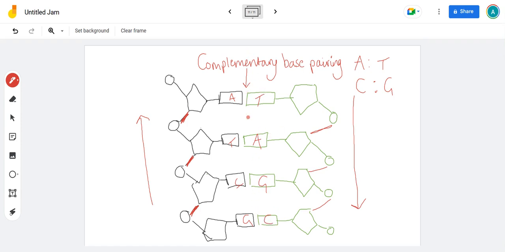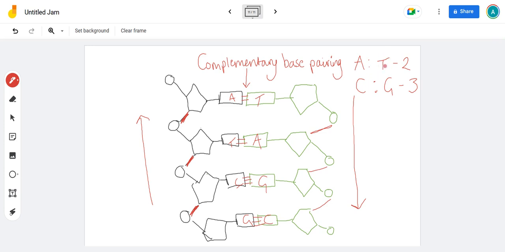The bonds in the middle here are hydrogen bonds. So the two bases joined by complementary bases join with hydrogen bonds. And A and T always have two hydrogen bonds. C and G always have three hydrogen bonds. So A and T would have two hydrogen bonds. So A and T again, two hydrogen bonds. C and G would have three hydrogen bonds. C and G, so that would have three hydrogen bonds.